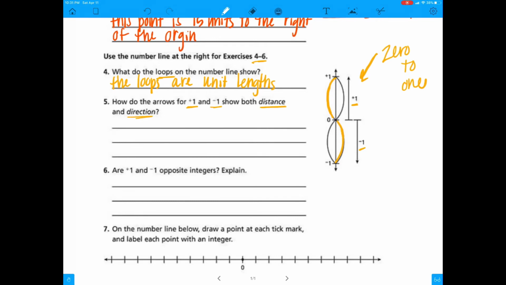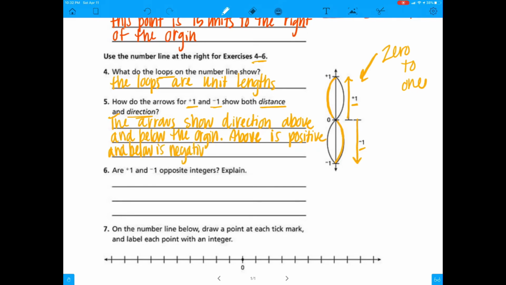How do the arrows for positive 1 and negative 1 show both distance and direction? If you look at where I'm outlining in yellow, there are little arrows, and you'd see this on your paper too. Those arrows are showing us the direction both above and below the origin. It is really important as we go further into math that you attend to precision of the positive and negative numbers you see. Because if I said negative 14 and you put it at 14, that's a huge difference. You're not just one off, you are completely the opposite direction from zero. So the arrows show direction above and below the origin. Above is positive, plus 1, and below is negative, and it just represents the unit lengths.